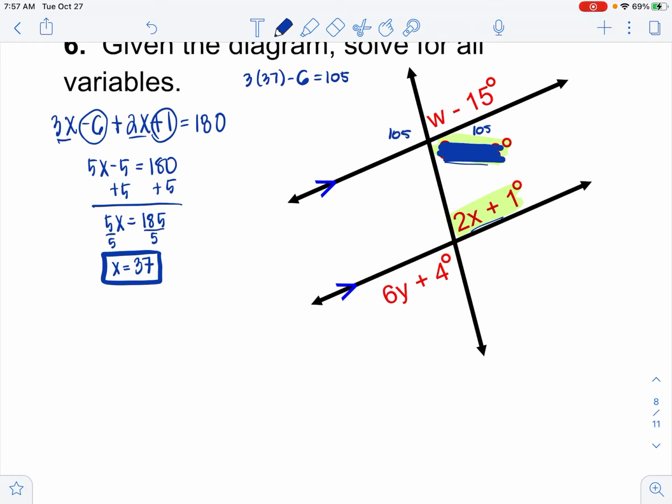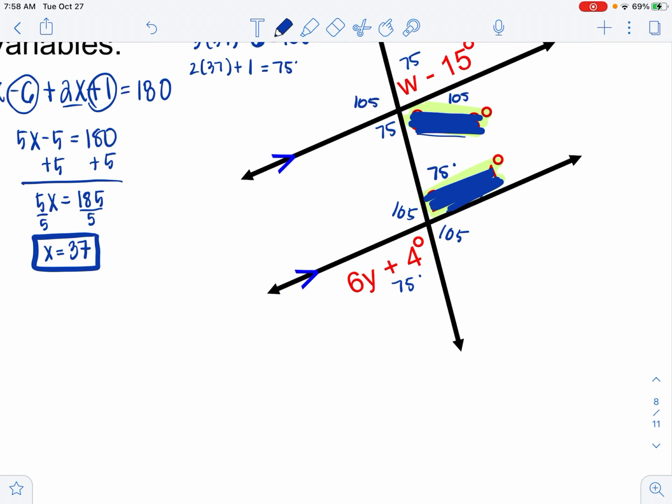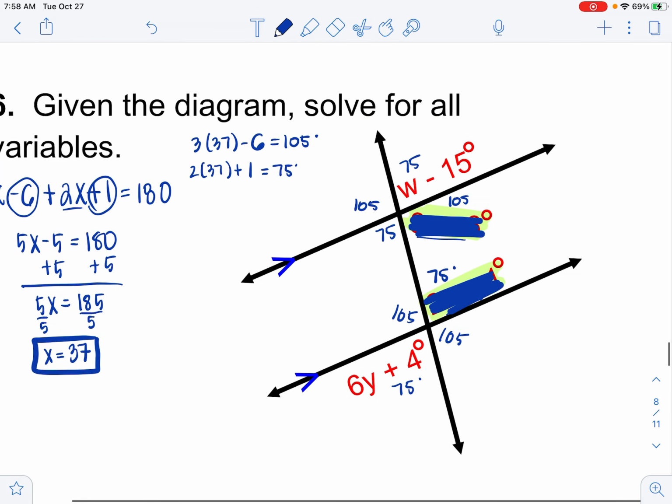And I can figure out the other two. But first I'll do the 2x one. So 2 times 37 plus 1, that is 75. So I can cross this off because I don't need it anymore. The ones with x in it, that's 75, that's 75, okay? Now I know also that this is 105, this is 105, this is 75, this is 75, okay? All right, so now I can solve for W and Y.